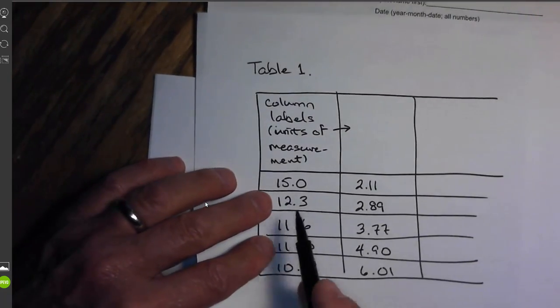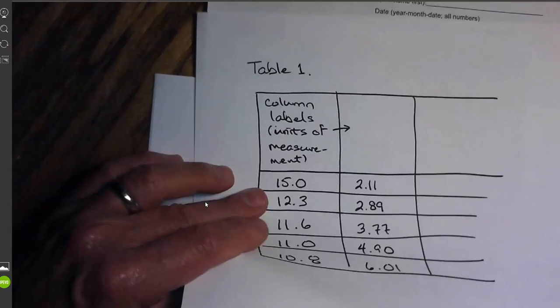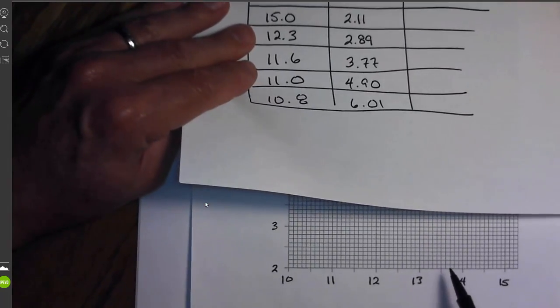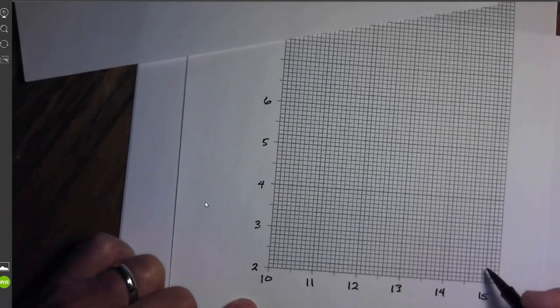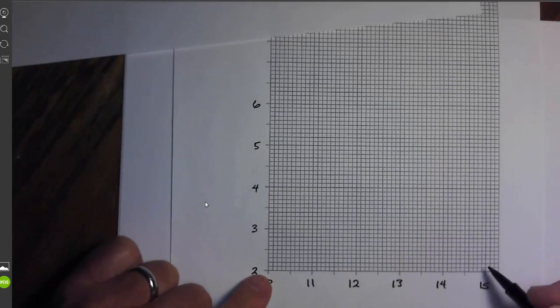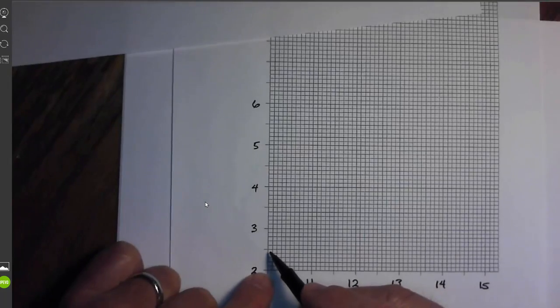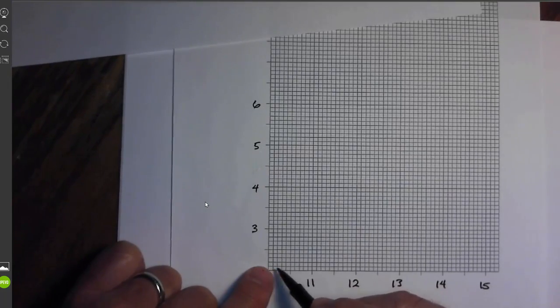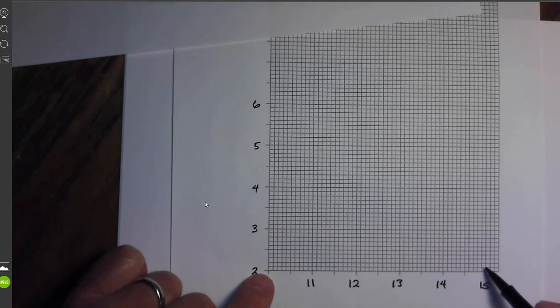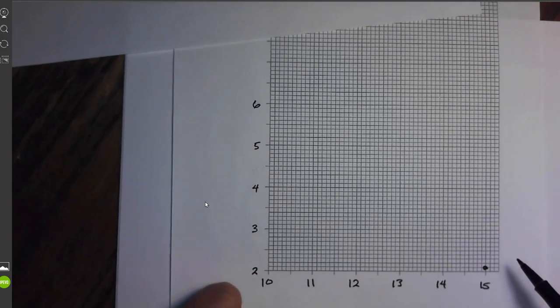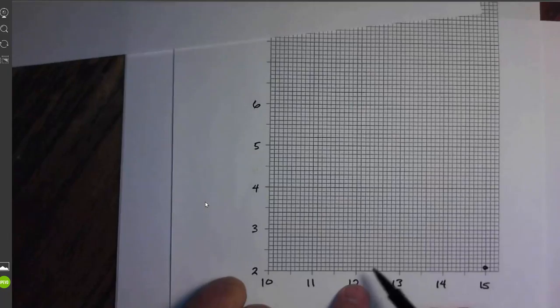My first data point is at 15 on the horizontal axis, and 2.11. So 15 would be right on this line right here. And if this is 2, that'd be 2.5. 2.1 is here. It's almost on that dot right there. So I'm going to put it right there. Okay? And then 12.3 would be right here.